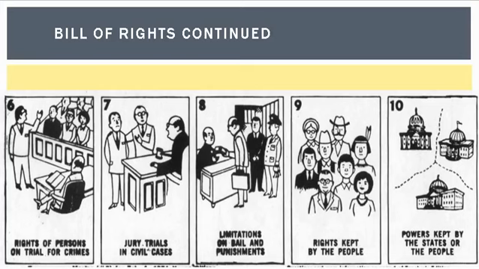So there's a few more. Amendment 6, rights of persons on trial for crimes. These are our rights when we're actually on trial and things we can do while we're on trial and things that the government can't do to us just because we're on trial.